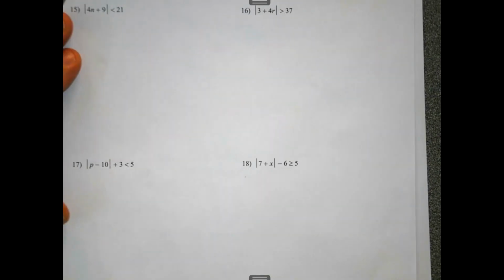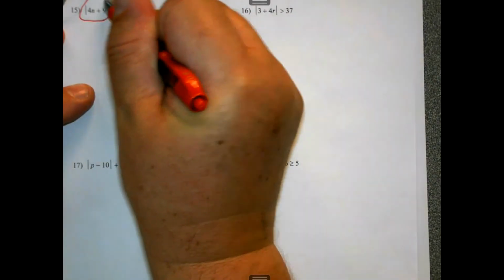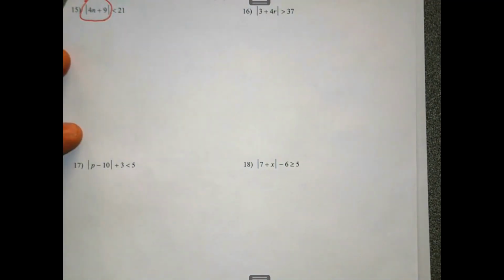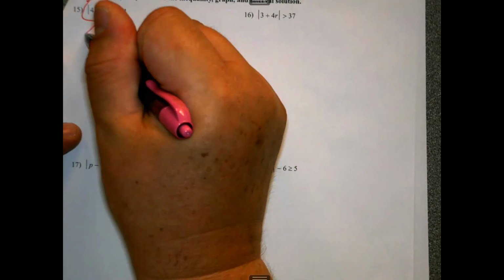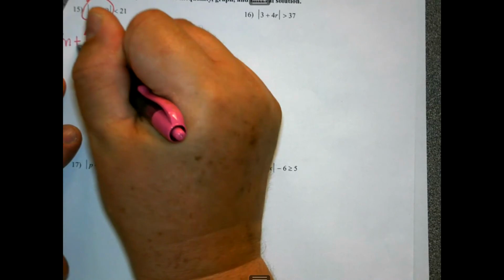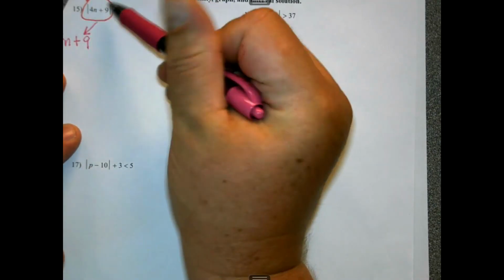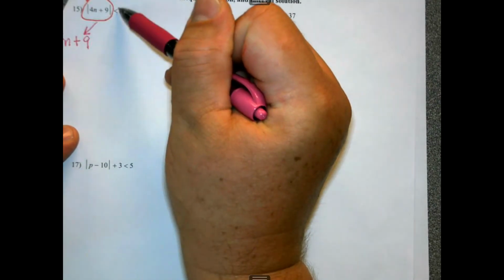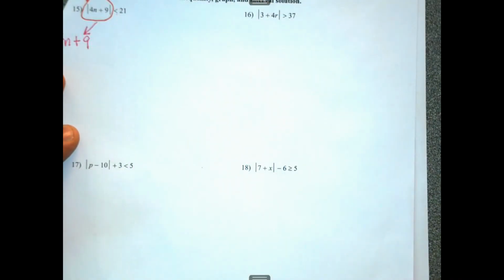Absolute value inequalities. This is where you have to determine. Well, first of all, always make sure your absolute value bars are by themselves. Okay. Then split them up. So I'm going to take what's inside 4n plus 9. Now, this is a less than sign, so it's going to be an and problem.